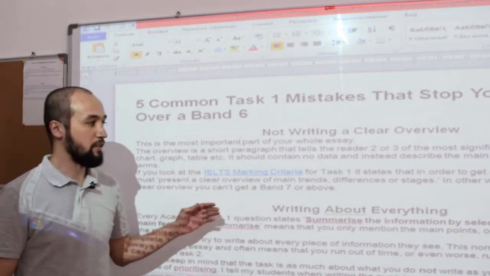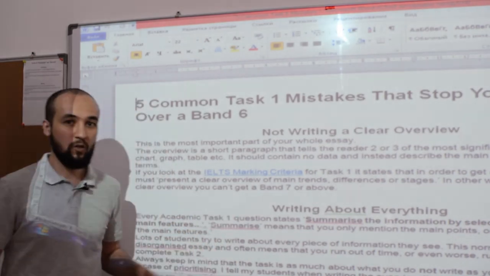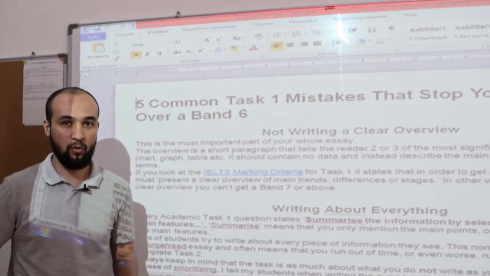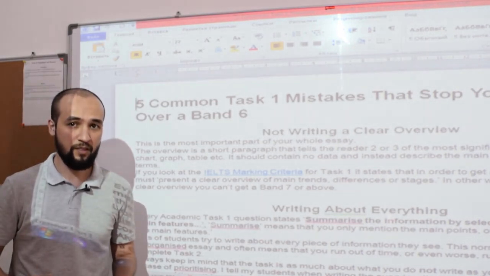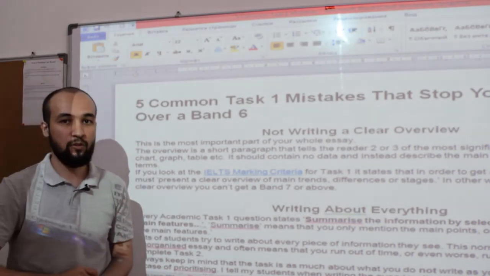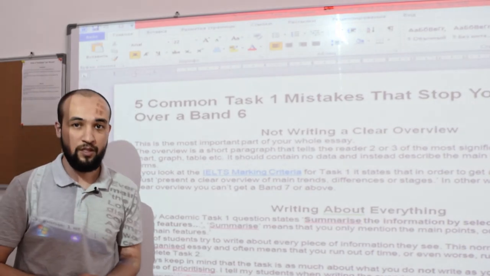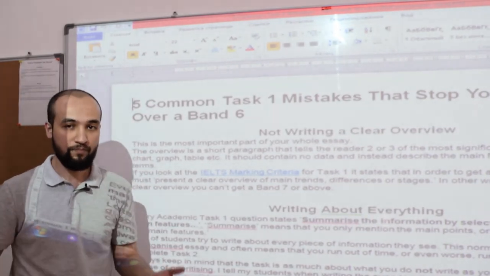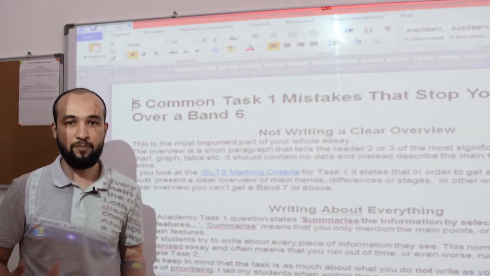The next one is writing about everything. Rookies, especially those who started writing task 1 not long ago, try to include everything without any order. They don't group anything. That's a complete mess.